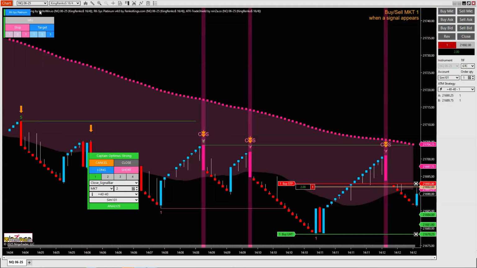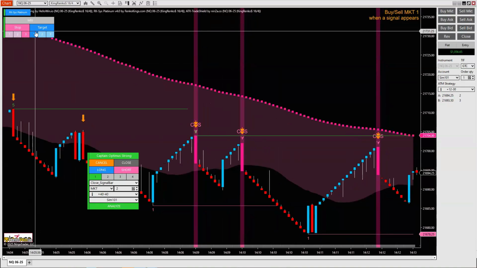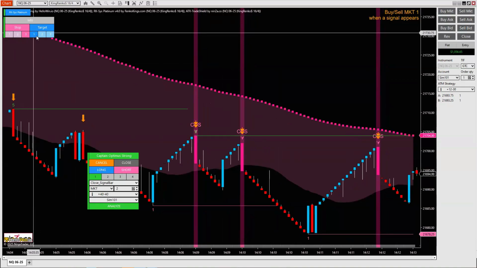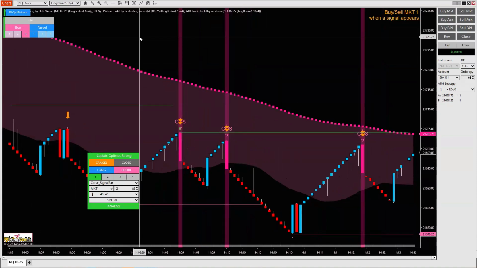Now this move is obviously way overdone, but again, just for demonstration purposes, I can even, let's say for the next one, I want my target to be closer. So let's wait for the next signal.